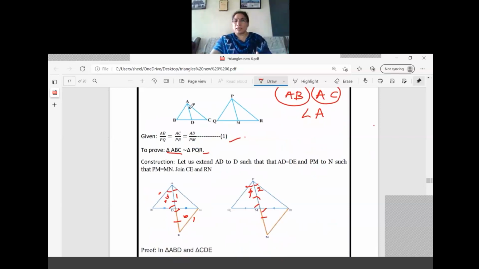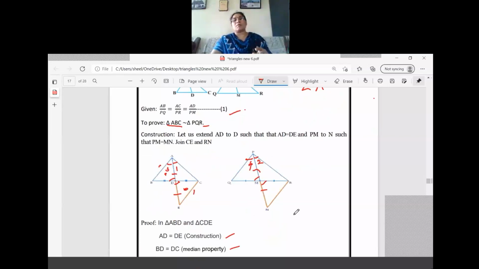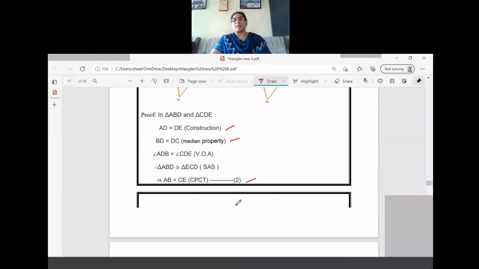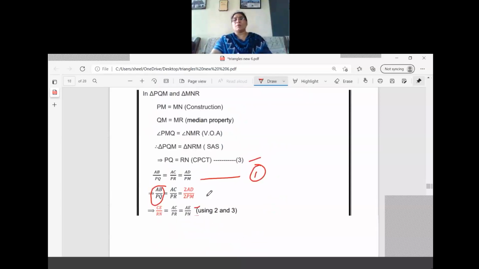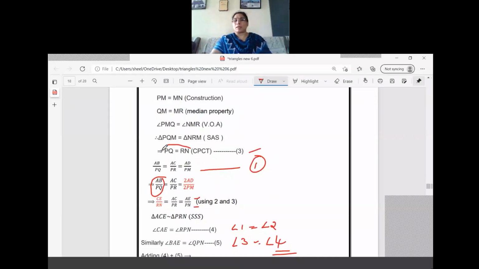We extended AD to E, similarly PM to N, in such a way that both are equal to each other. Then we took the opposite triangles and proved the congruency. Then what is the result? AB equals CE we got. Similarly PQ equals RN from triangle PQR, right? So we got this one. That will be replaced here, CE by RN. What is the next step? Here AD by PM we are multiplying with 2.